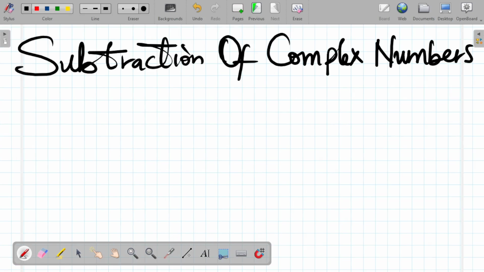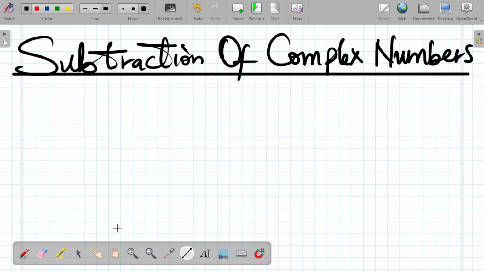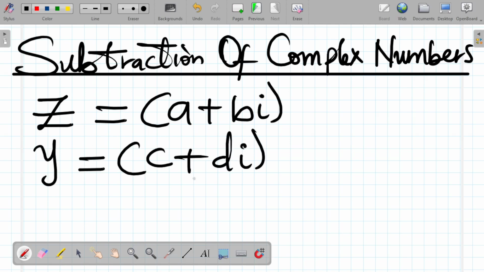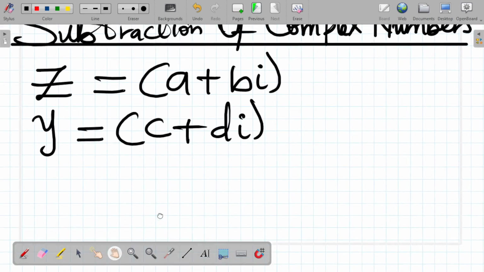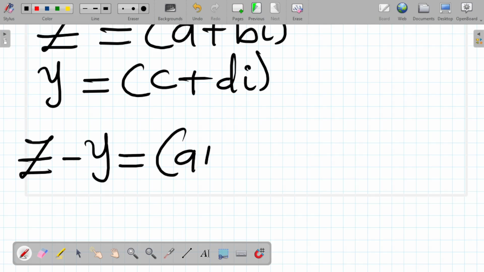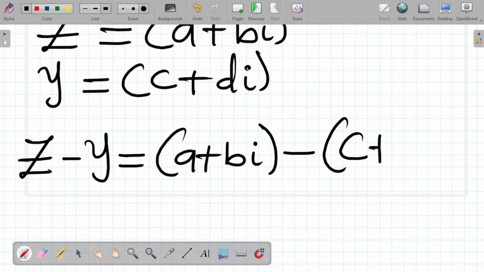Alright, so let's consider the subtraction of complex numbers. If z is equal to a plus bi, and y is equal to c plus di, and we are asked to subtract y from z, z minus y becomes (a plus bi) minus (c plus di).